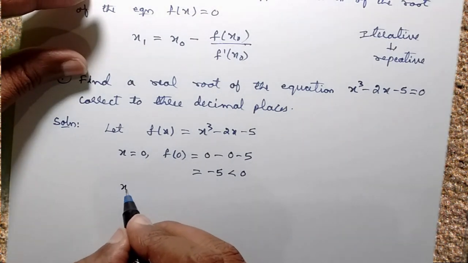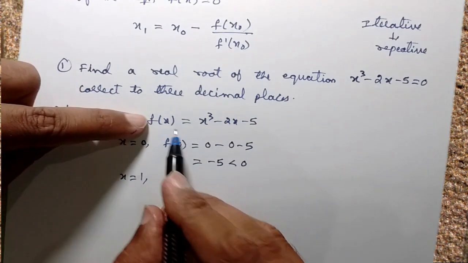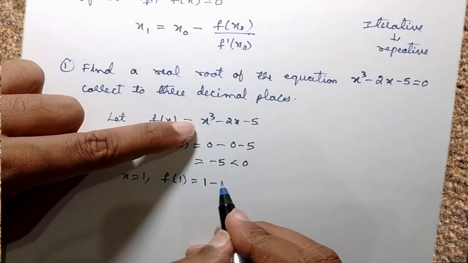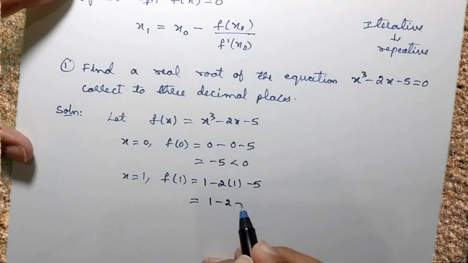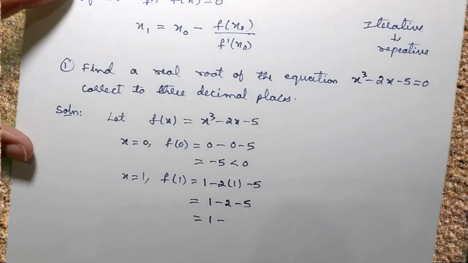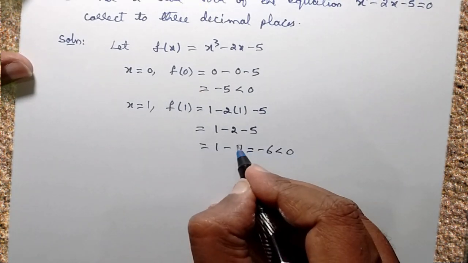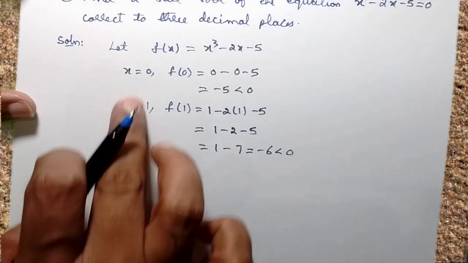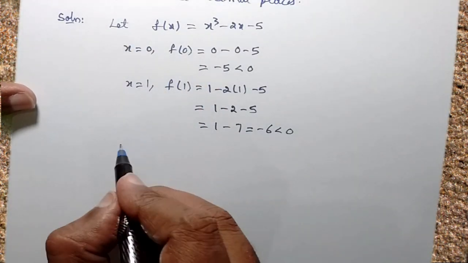So now suppose I take x equals 1 over here. So f of 1 will be equal to 1 cube, which is 1, minus 2 times 1, minus 5. So it is 1 minus 2 minus 5. So 1 minus 7 will be how much? Minus 6. Once again it is less than 0. That means there is no real root lying between 0 and 1. Therefore you have to go for the next value.